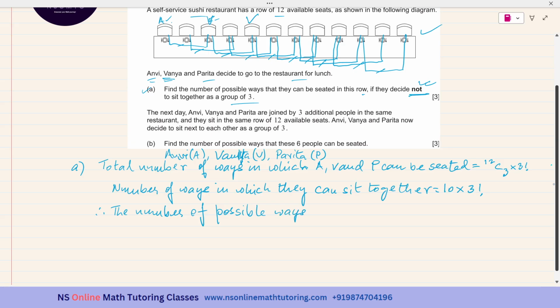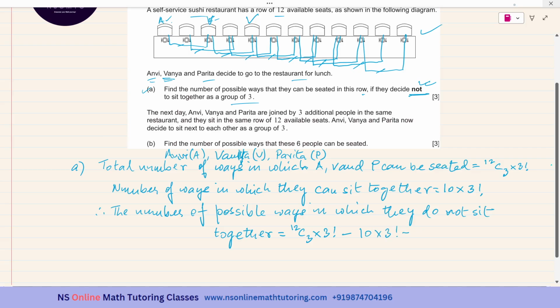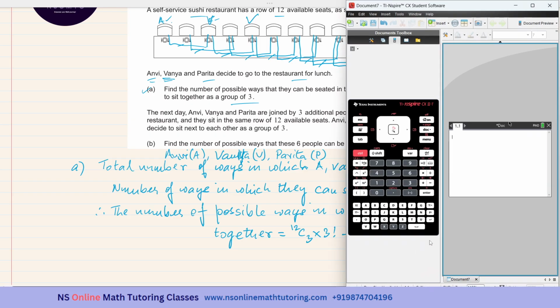ways in which they do not sit together is equal to 12C3 times 3 factorial minus 10 times 3 factorial, equal to, we have to use the calculator.